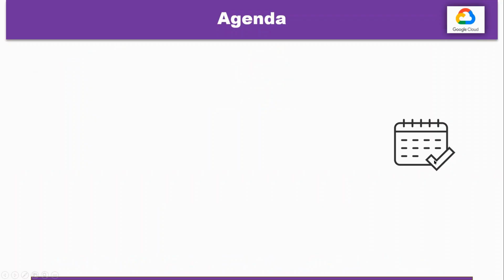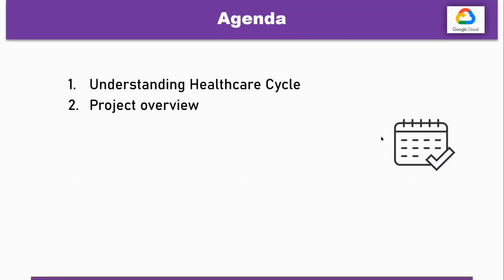Let's see what is the agenda of this particular video. First thing, I'm going to start with understanding the healthcare life cycle. First, let us try to see what are the things that come into the healthcare life cycle. Then we will see the project overview. What is the end goal of the project? And then we will also understand the project architecture. How many data sources are there? How many platforms are there? How to move the data from one platform to another platform? How to integrate all of these services? We will try to see with an architecture.